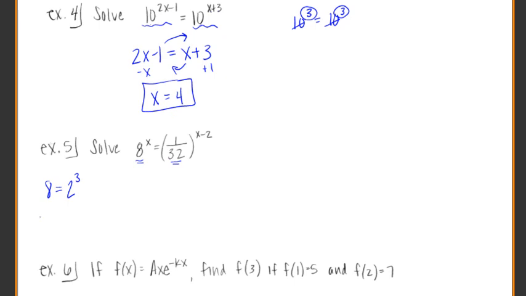Okay, let's go to 32. So that would be 2, 4, 8, 16, 32. That is 2 to the 5th. Look, they have a power in common. They're both powers of 2. Now we just got to go about rewriting this though.